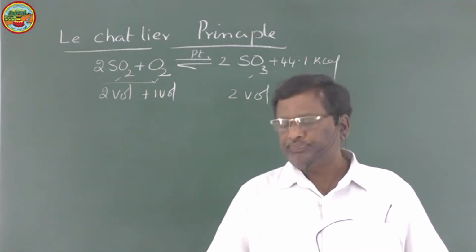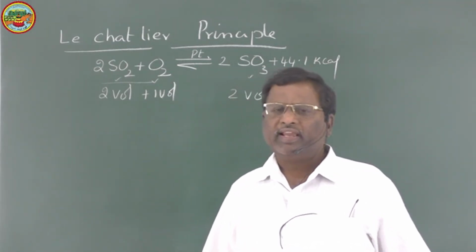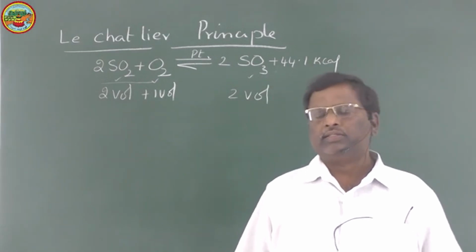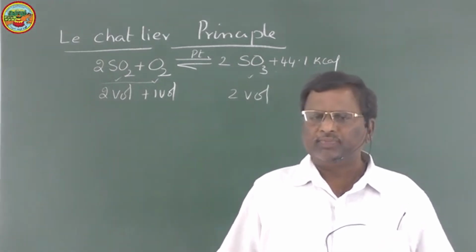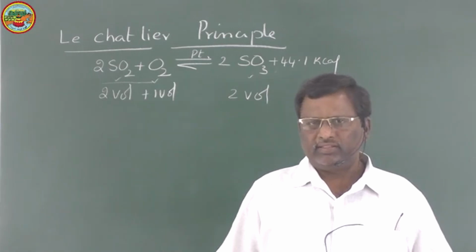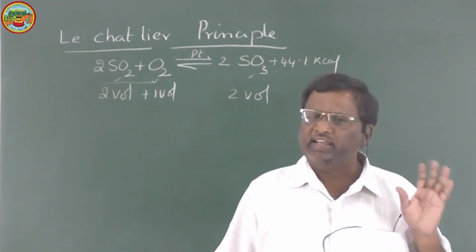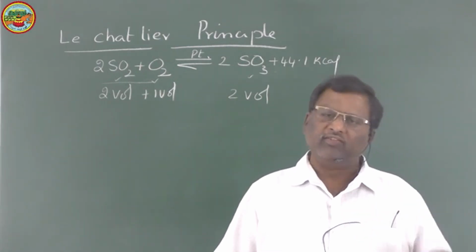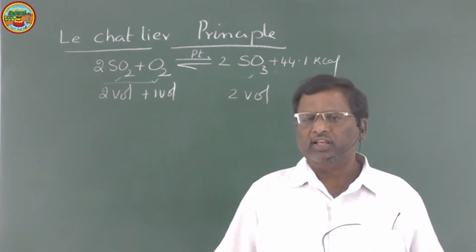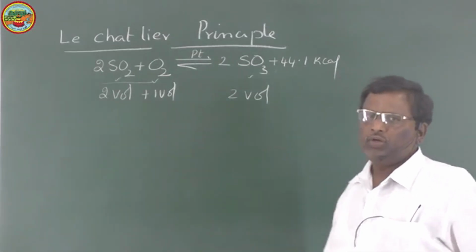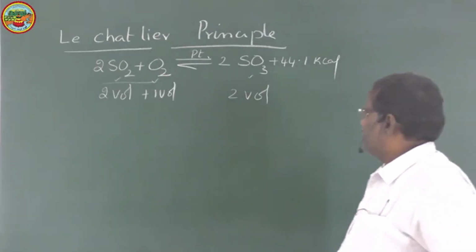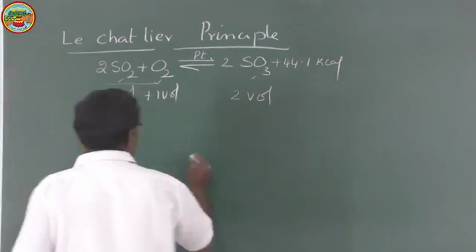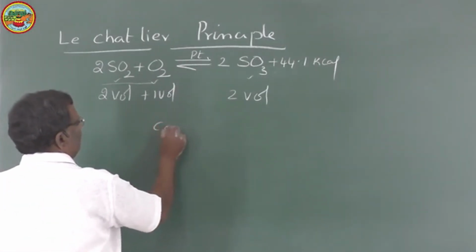Next, the fourth one is catalyst. Here, platinized asbestos will act as a catalyst. Of course, after attaining equilibrium, catalyst may not have any role, but to attain equilibrium at the earliest, catalyst will help us.